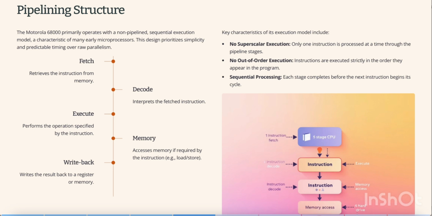Now, the key characteristics of its execution model include no superscalar execution. Only one instruction is processed at a time through the pipeline stages. So, at a time, only one instruction will be processed. Then, there is no out of order execution. So, basically, instructions are executed strictly in their order, and nothing goes out of order in this processor.